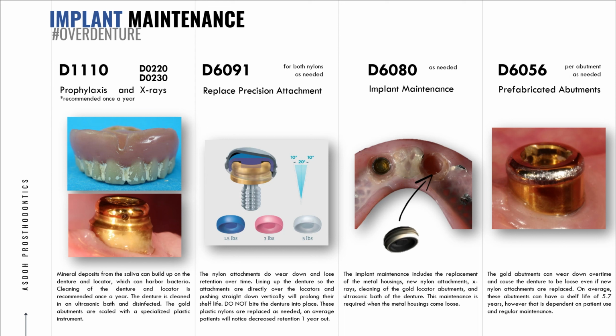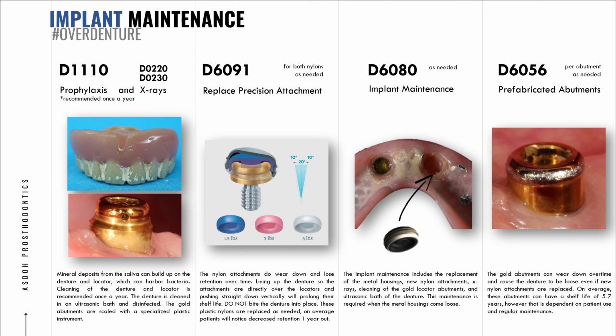Another code is the implant maintenance procedure, and that's to be completed if the actual metal housing that's embedded inside the denture ever gets dislodged. We would need to replace that and then re-pick it up chair side in the mouth.